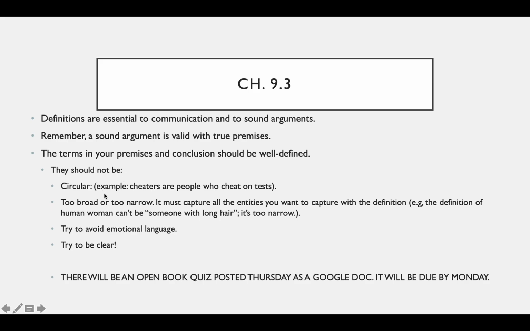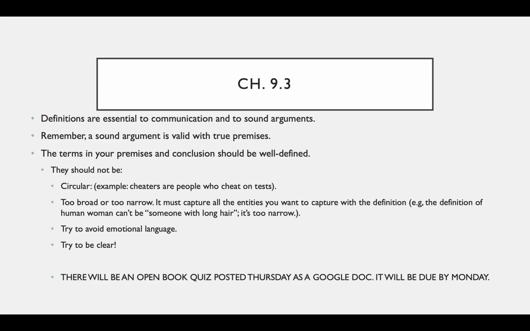So your definition should not be circular. Terms that you use should not be circular. So if somebody says, well, what do you mean by cheater? And you say, well, people who cheat on tests are cheaters. That really isn't informative. So if somebody is pushing you in an argument, asking you what you mean by a word in your proposition, you don't want to give a circular definition. You don't want to give a definition that is too broad or too narrow. It should capture all the things that you want to capture with the word that you're using.